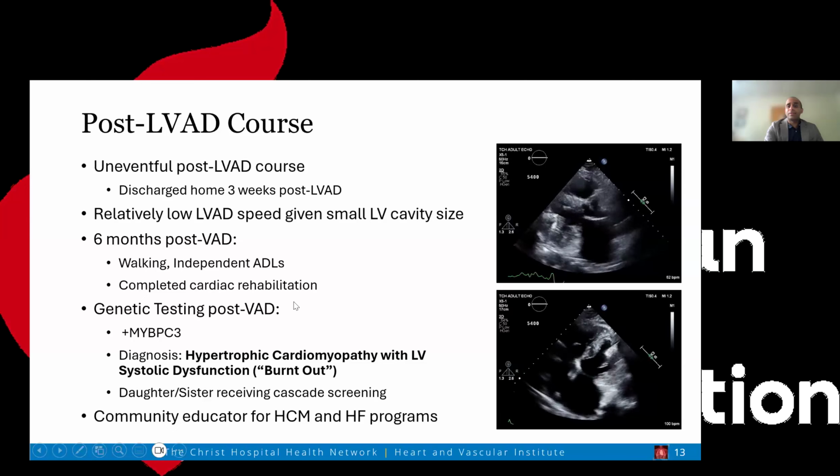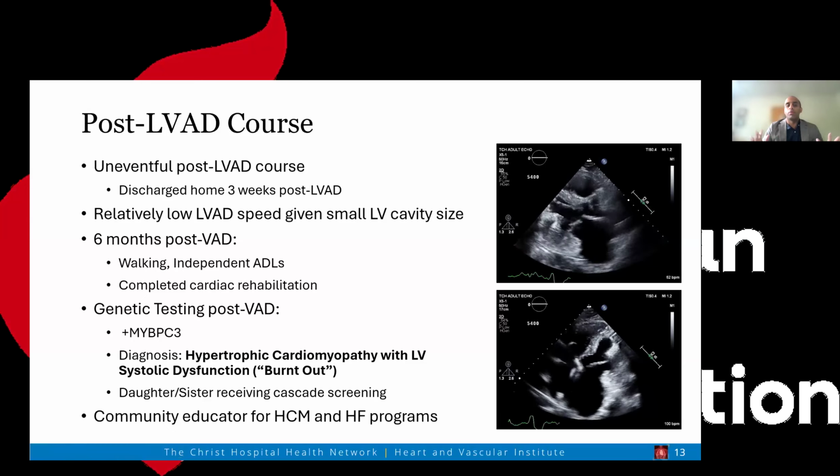In addition to that, she sparked my interest as an HCM specialist when I saw her in clinic, and we talked about her family history, multiple family members diagnosed with thick hearts and whatnot. So I ended up having her undergo genetic testing, and that confirmed the diagnosis of HCM because she was found to have one of the 2 most common genetic mutations, myosin binding protein C3. So we made the formal diagnosis officially.